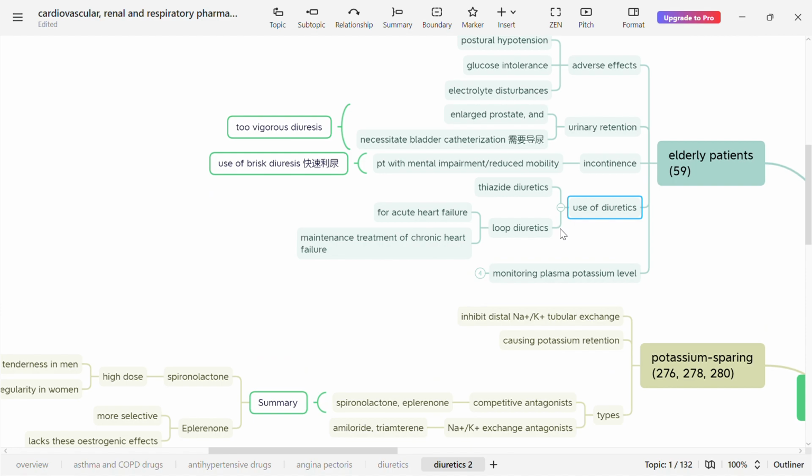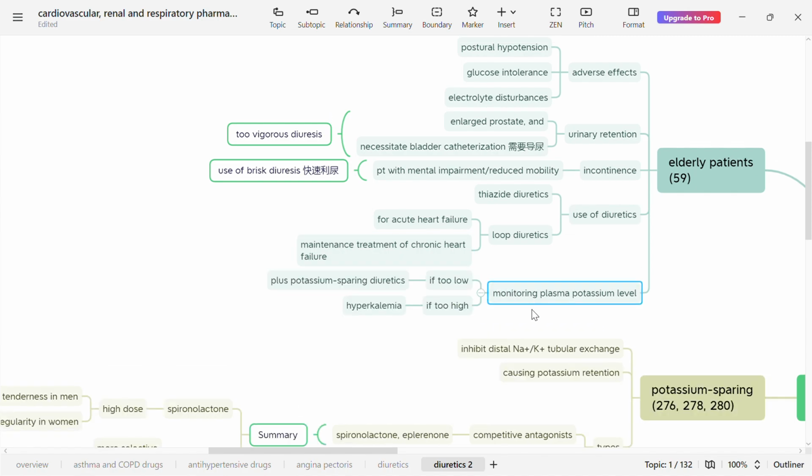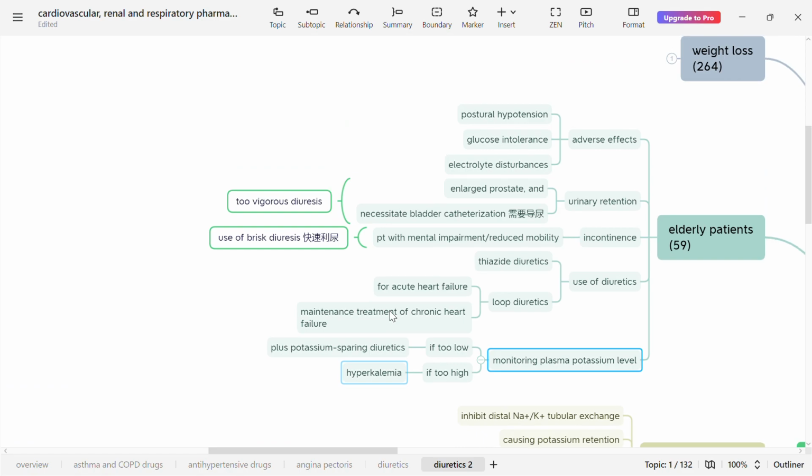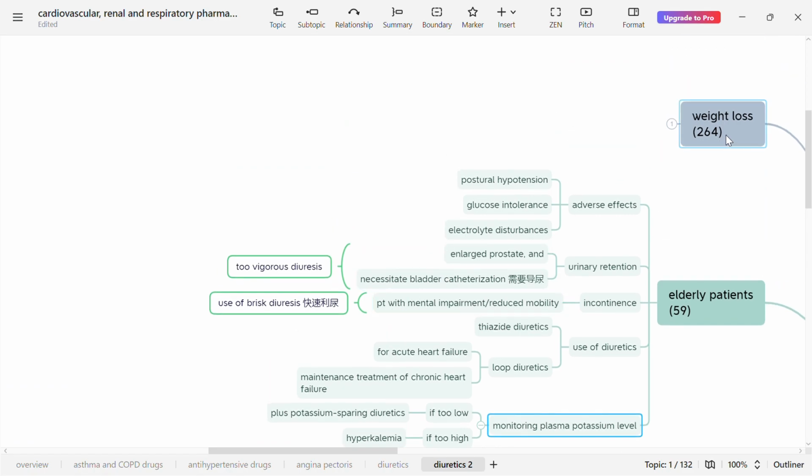And there are uses of diuretics in elderly patients, which are the thiazide diuretics and also loop diuretics. Loop diuretics are used for acute heart failure and also maintenance treatment of chronic heart failure. So we have to always monitor plasma potassium level. If the plasma potassium level is too low, we can add the use of potassium sparing diuretics, while if too high, it will cause hypokalemia.